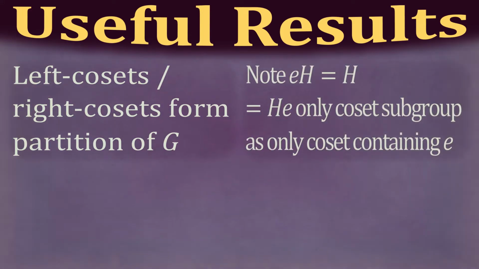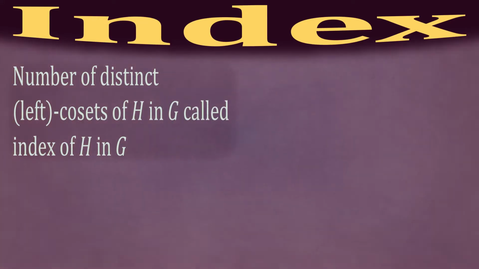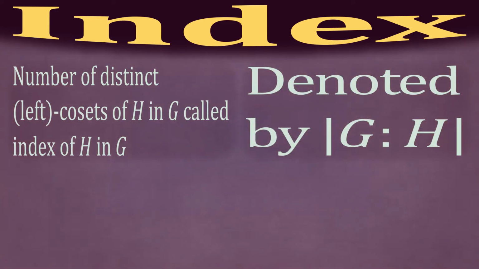Note that eH, which is equal to H, which is equal to He, is the only coset that is a subgroup, as it is the only coset containing the identity element. Next, let's define the index. The number of distinct left cosets of H in G is called the index of H in G. It is denoted by |G : H|.